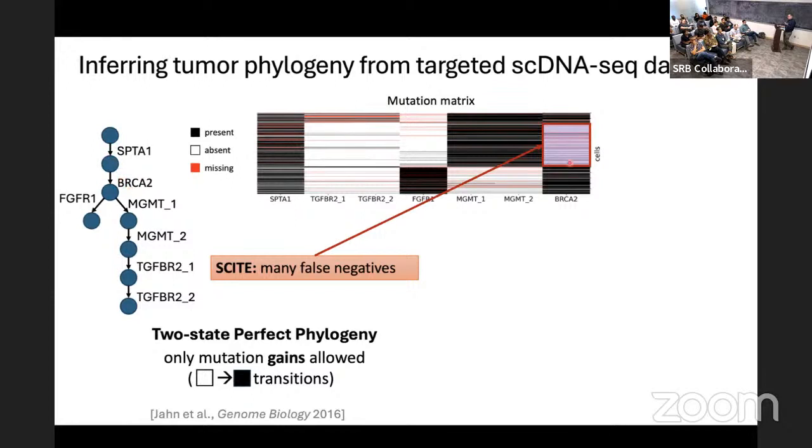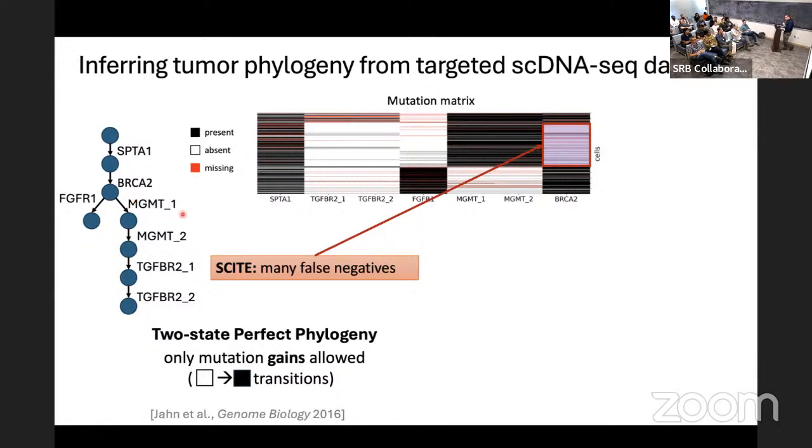BRCA2 is present in a subset of cells. It ends up putting it here. FGFR1 is present in a subset of cells. It branches off, et cetera, right? So you can see this branch between FGFR1 and MGMT right here is because of these two exclusive patterns between the mutations on this block. So this is the tree that's inferred by the algorithm.